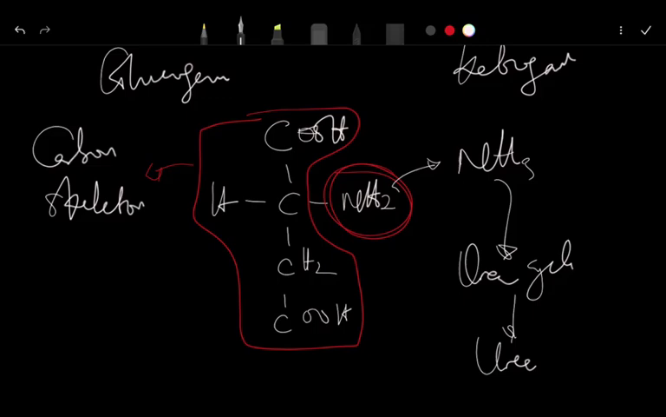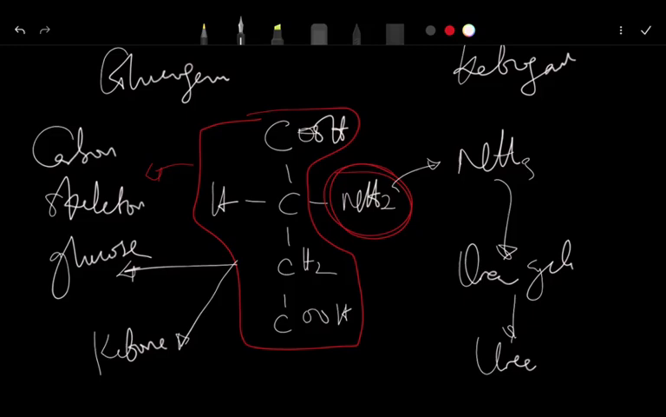However, your carbon skeleton part has 2 fates. It can either form glucose or ketone. So any amino acid which, upon removal of the amine part, has a carbon skeleton that gives rise to glucose, we call it glucogenic. Any amino acid whose carbon skeleton gives rise to ketone after removal of the amine part, we call it ketogenic.